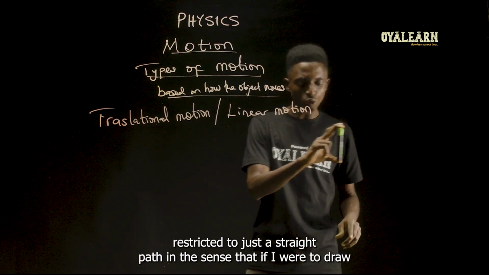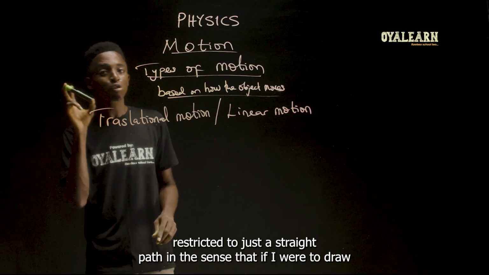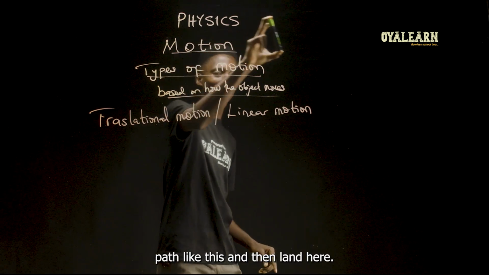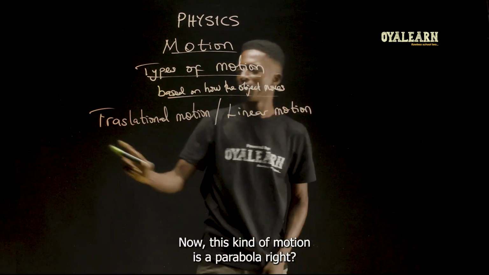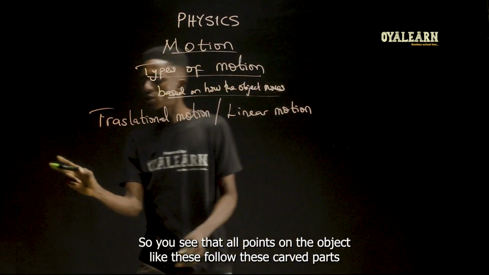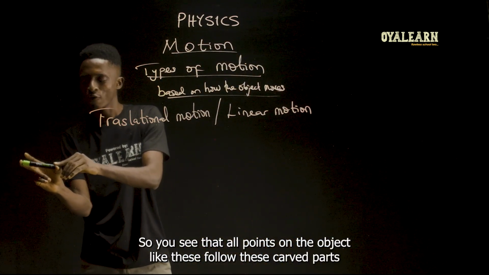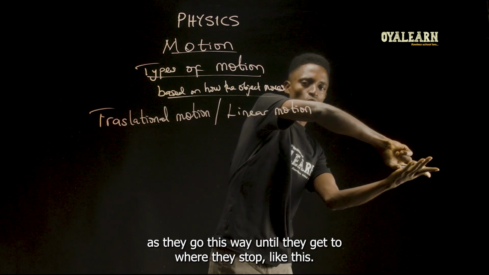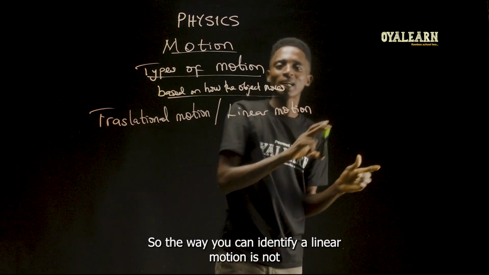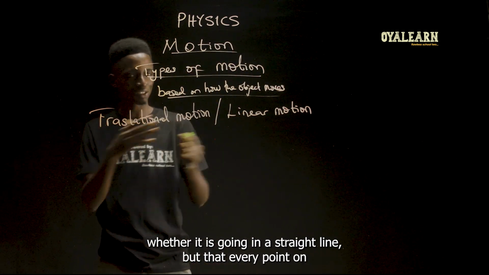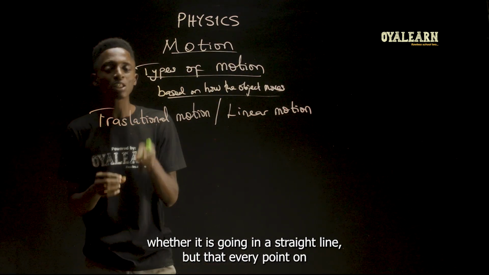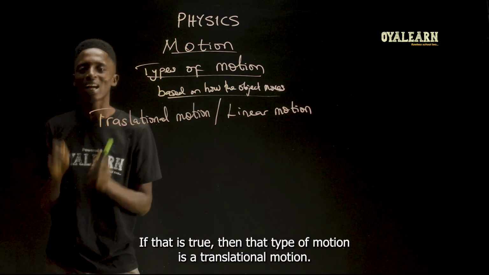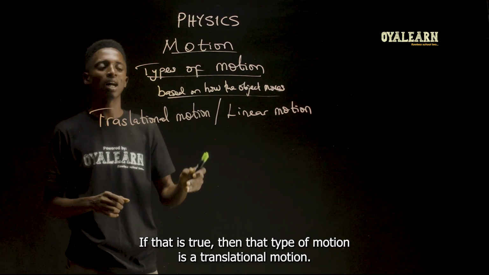Now, it is not restricted to just a straight path, in the sense that if I were to throw the same pen, now it would go via this curved path like this and then land here. Now, this kind of motion is a parabola, right? So you see that all points on the object follow this curved path as they go this way until they get to where they stop. Okay, so the way you can identify a linear motion is not whether it is going in a straight line, but that every point on the object follow the same path. If that is true, then that type of motion is a translational motion.